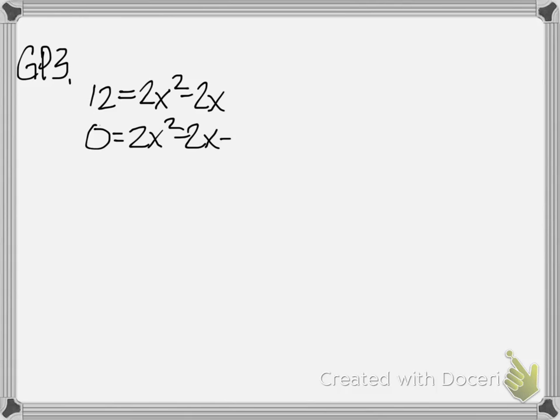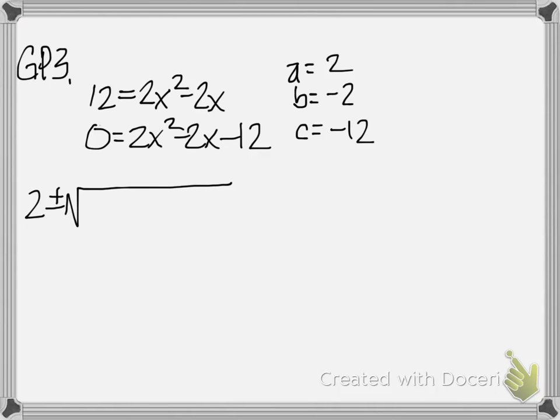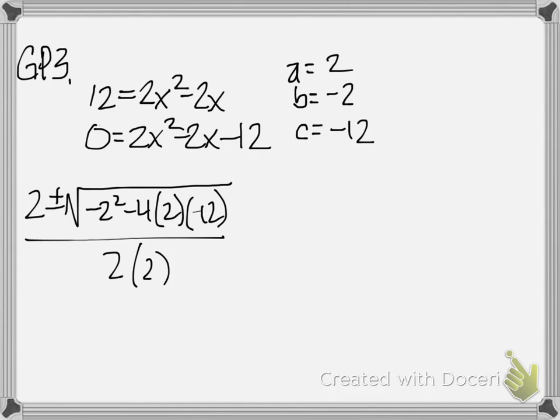So looking at this problem, I just had to move a 12 over to the other side of the equal sign. That still gives me a quadratic in standard form. I need to identify my a, b, and c. Then you plug it into the quadratic equation, the opposite of b plus or minus the square root of b squared minus 4 times a times c, and all of that is over 2a.